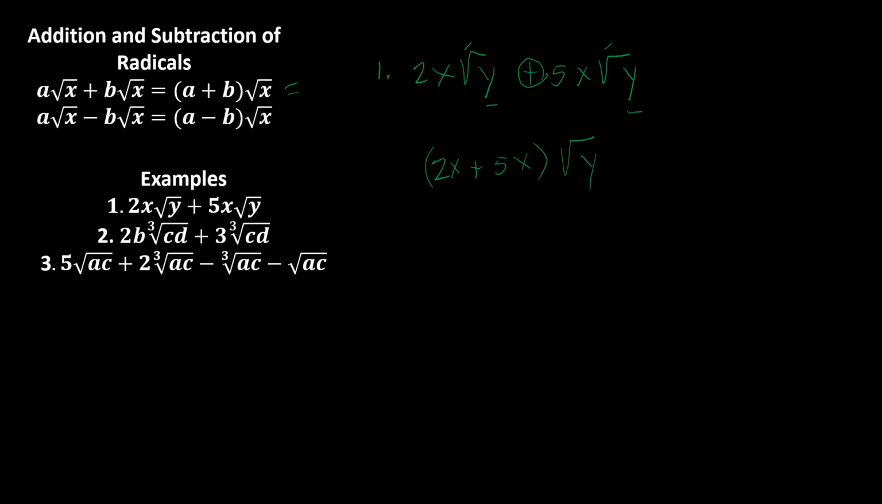Sa ating coefficients na 2x and 5x, sila ay tinatawag na like terms kasi meron silang parehong variable x at yung exponent ng variable natin ay pareho ding 1. Sa ganitong kaso, we'll just be adding the numerical coefficients 2 and 5. So, 2 plus 5 is 7. Copy the common variable x. And then, of course, exponent din, which is 1. Pag 1 kasi hindi naman na sinusulat. Then, copy natin yung ating square root of y. So, yan na yung ating simplest form.